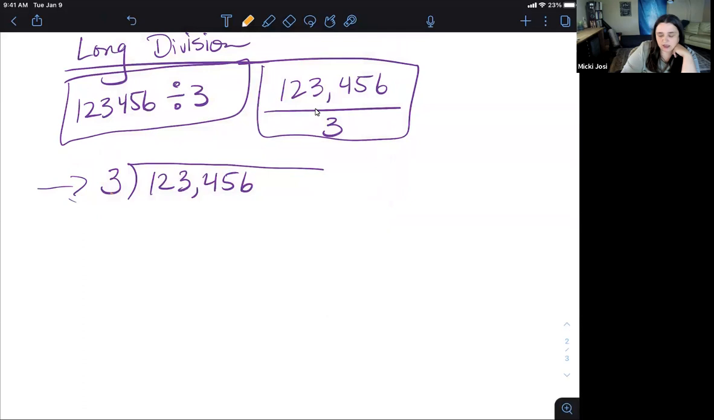So the way we're going to do long division is we start by asking, how many times does 3 go into 1? Well, I can't divide 3 into 1, right? So I ask, how many times does 3 go into 12, the first 2 digits?